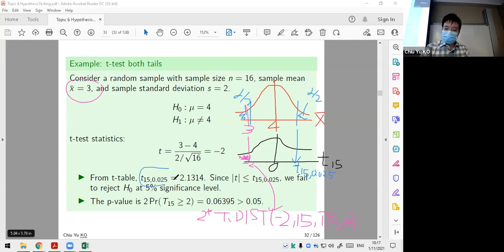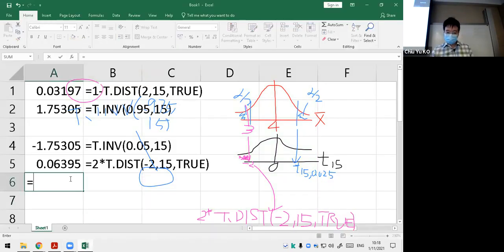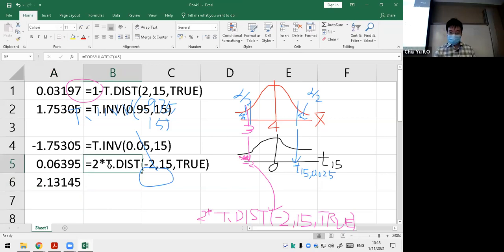So in Excel this will be just T inverse. Sorry for the writing, but the pen is not really responsive on this screen. So I can just type T inverse 0.975, 15. Let me show the last equation, then we can have a break. T inverse 0.975, 15. So this means that -2 is inside here, so it's here.